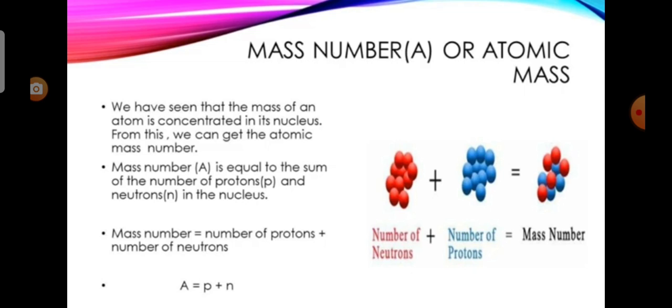We have seen that the mass of an atom is concentrated in its nucleus. From this we can get the atomic mass number. Mass number, that is capital A, is equal to the sum of the number of protons and neutrons in the nucleus. So the atomic mass or the mass number is equal to the number of protons plus the number of neutrons, that is A equal to P plus N.